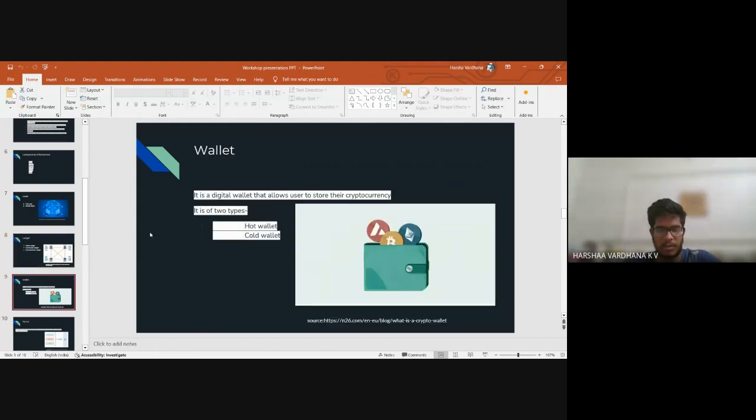Moving forward, what is a wallet? So, it's a digital wallet. It's a digital wallet that allows users to store their cryptocurrency.